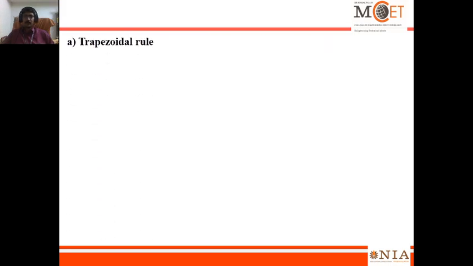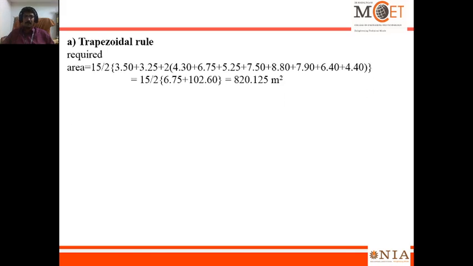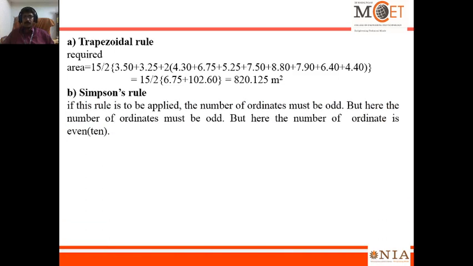By the trapezoidal rule, the required area is equal to, you know the formula, d by 2 times first and last ordinates plus 2 times the remaining ordinates. You will get the area as 820.125 meter square. In Simpson's rule, the number of ordinates should be odd, but here it is even, so it cannot be applied.